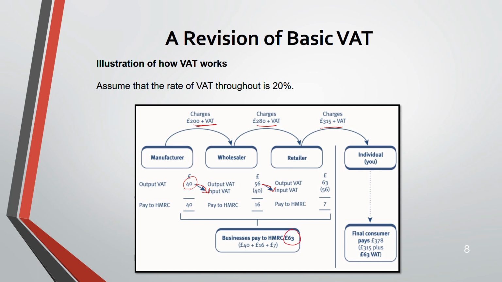Okay, so the price is 315 plus VAT, 350 plus 63, and this 63 VAT is suffered by you, the final consumer. So your final price will be 378, because with 350 there's a VAT of 63 with it. This 63 is suffered by you, the final consumer. You don't have to illustrate this process or draw it, it is just for understanding.